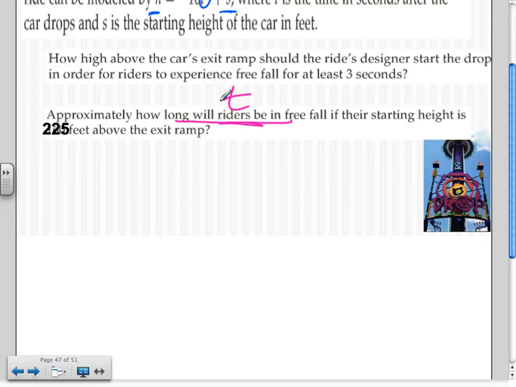If their starting height is 225 feet, what did I just give you there? Height. Is that H or S? S, the starting height. See it? You have to understand the difference between your height at any moment in time versus your starting height. In this case, your car is being dropped from 225 feet above ground. So if I write it again, here's my H, here's negative 16t squared plus S.